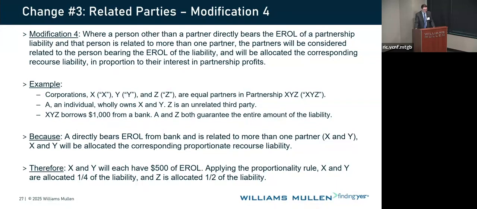So XYZ as a partnership borrows $1,000 from the bank. Both A and Z guarantee the entire amount of the liability. So we have A, who's wholly owning X and Y. A would directly bear the economic risk of loss from the bank and is related to more than one partner, X and Y. So X and Y will actually be allocated the corresponding recourse liability. So X and Y would have the $500 of the economic risk of loss. Applying the proportionality rule, X and Y are allocated a quarter of the liability each, and Z, as the unrelated party, still gets his half of the pie. So that is another interesting result with the related party rules: we kind of look through to see who A is owning in this circumstance, and that's how we're distributing it instead.